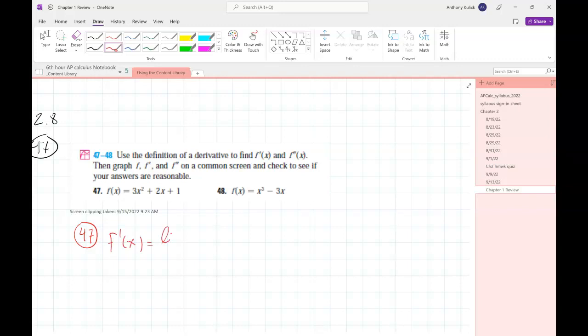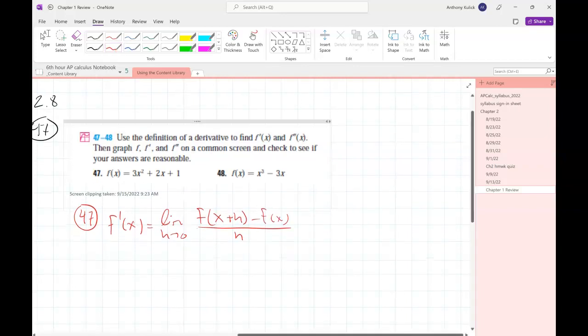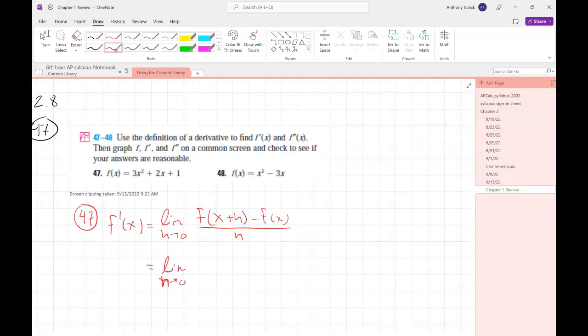So just going to use my standard definition for a derivative. So remember, we had two versions of this. This is the one I most prefer. So plugging things in, I'm going to have 3 times x plus h squared plus 2 times x plus h plus 1 minus 3x squared minus 2x minus 1, all over h. So I distribute that negative through on the f of x.